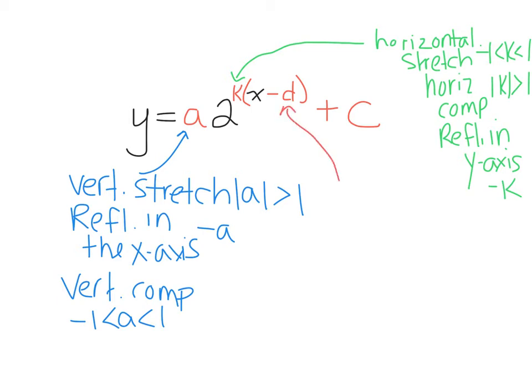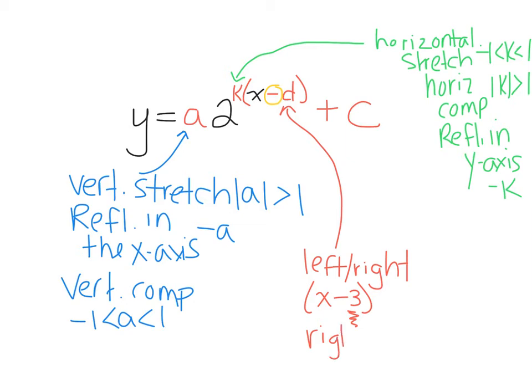And then d and c are pretty straightforward. So d is going to shift our graph left or right. And because we have a negative sign here, you just got to be careful. Because if d is actually a positive number, it's going to look like this in the brackets, d minus 3. So technically d is actually positive 3. So this would move your graph right 3 spaces. Okay, and then the final one is c. And c is going to shift your graph up or down. And it's exactly like it sounds like. So if it's plus 2, it's going to shift it up 2 spaces.